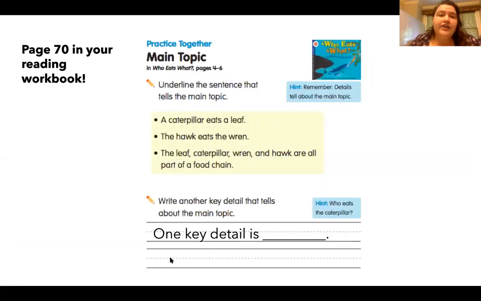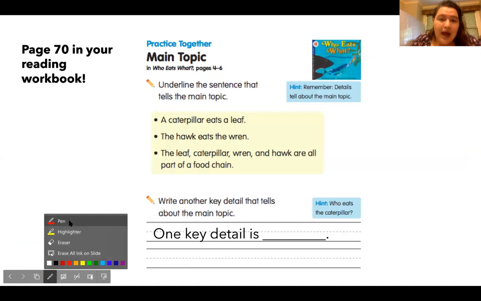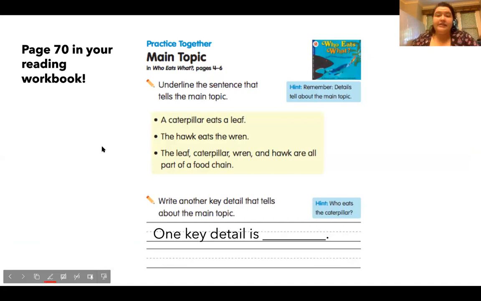So we need to underline the sentence that tells the main topic. So go ahead and get your pencil out. We need to go to page 70 in our workbook. If you were on 69, just turn the page, and now you'll be on page 70. It looks like this. So we just read the story, and we need to decide which one is the main topic. Here are my choices.